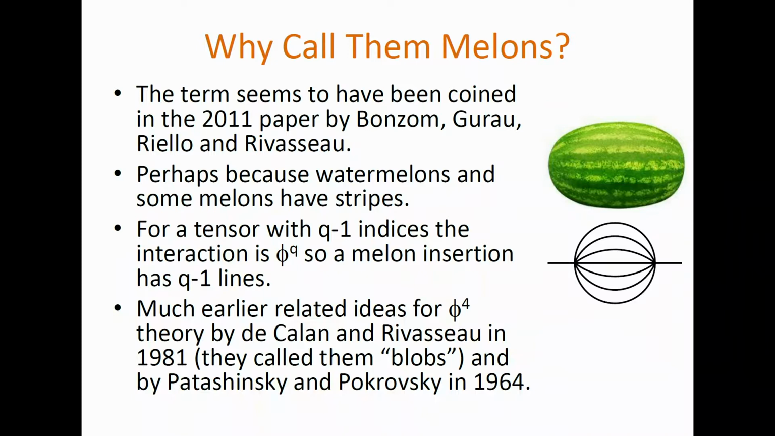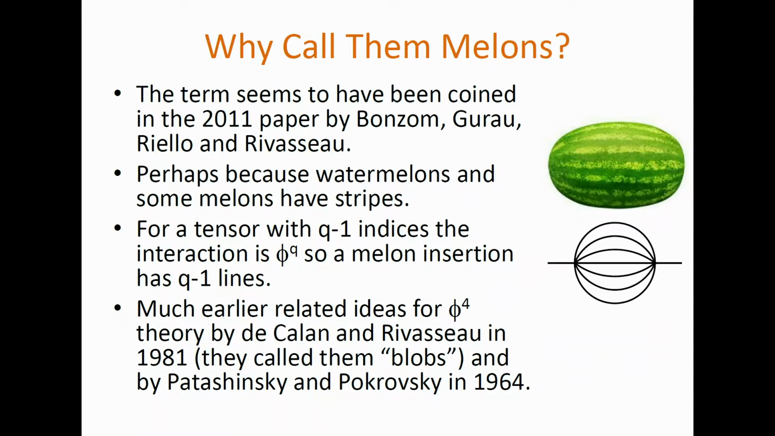Right? In fact, you can generalize the model with rank 3 to rank q minus 1. And then it turns out that you need, in the simplest incarnation, the phi to the q interaction. So for example, in this model, 1, 2, 3, 4, 5, 6, this is the phi to the 8 model. So now this is starting to look more like a watermelon. And in some earlier work, it was called blobs. And this class of diagrams dates back to 1964.